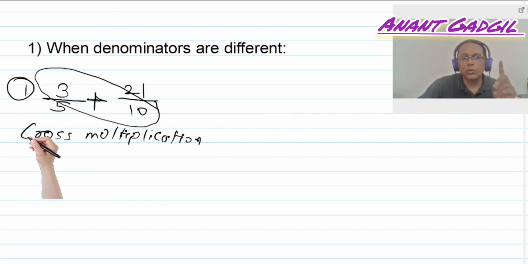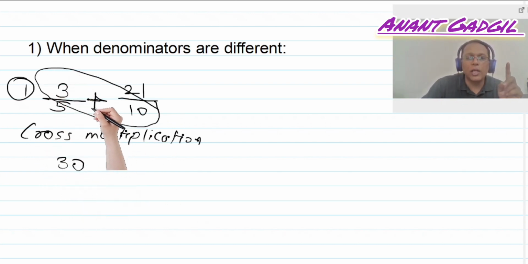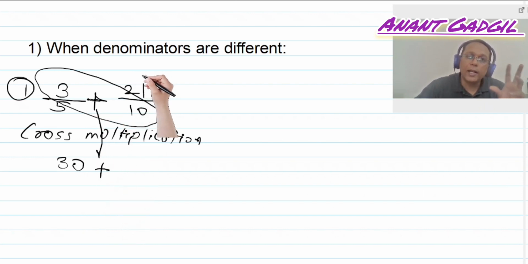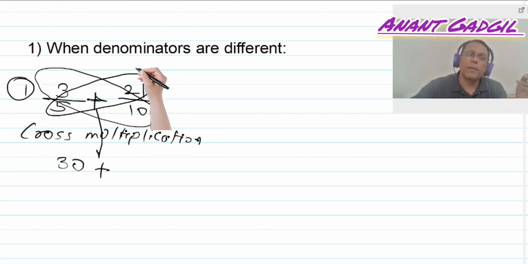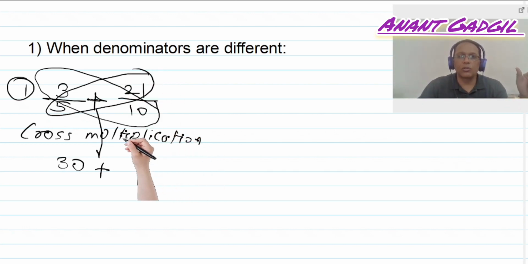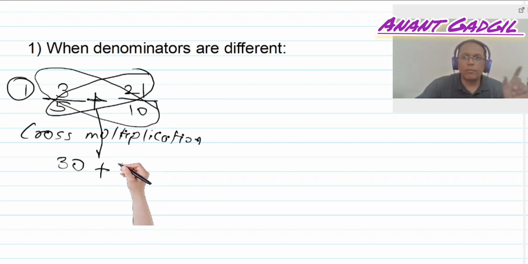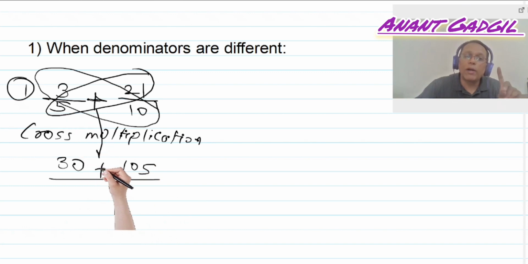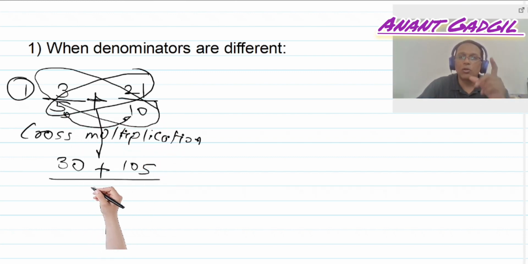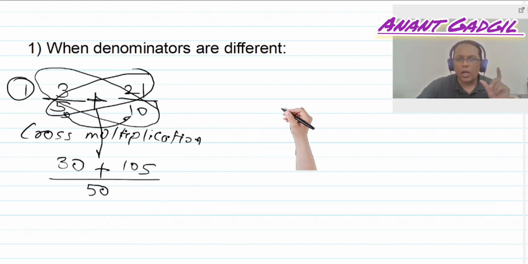So 3 times 10 is 30. Then you have to give the sign, whatever the sign is in the middle, and after that you have to multiply these two numbers, that is the numerator of the second and the denominator of the first. So 21 times 5 becomes 105, and then you have to divide by the product of the denominators, that is, you multiply this 5 and 10 in the denominator. So 5 times 10 becomes 50. I hope you have understood this.